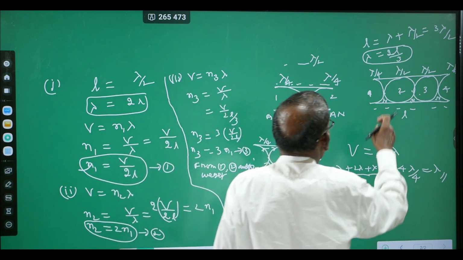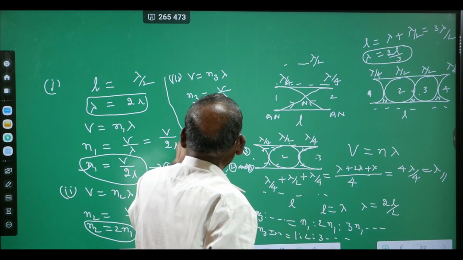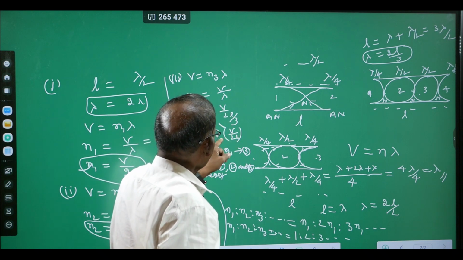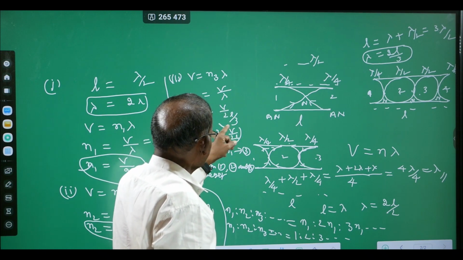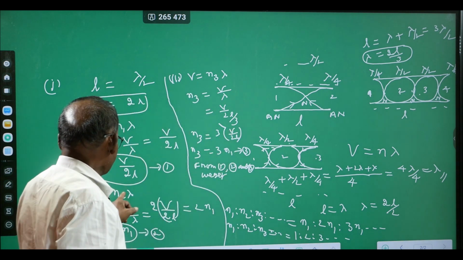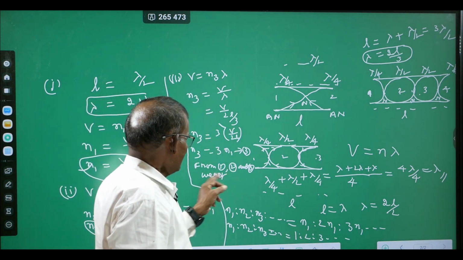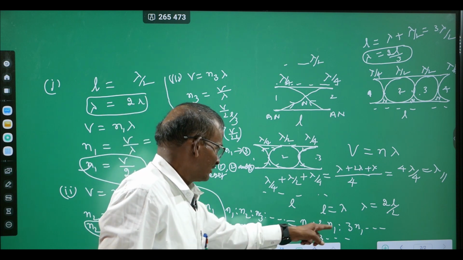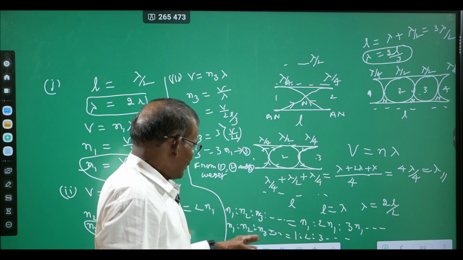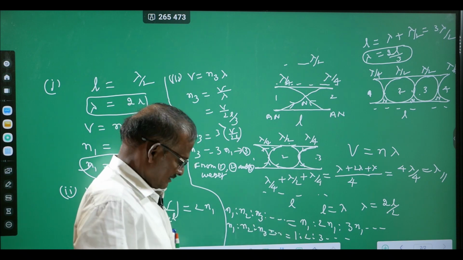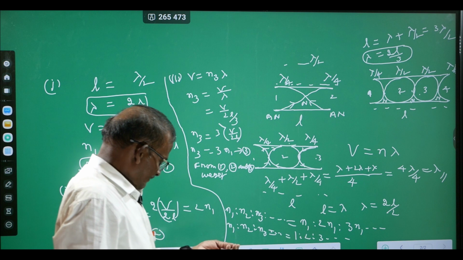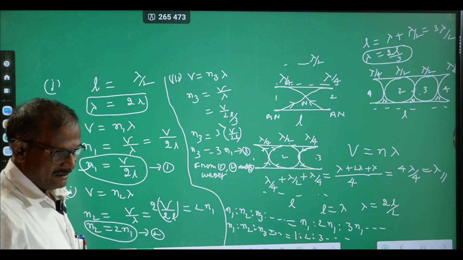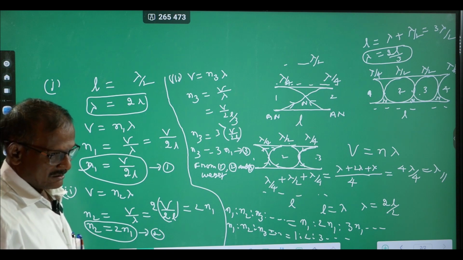Now let us substitute this lambda value, 2L by 3. The 3 comes to the numerator, 3 into V by 2L, and once again V by 2L is N1, that is 3N1. From 1, 2 and 3 we get N1 is to N2 is to N3 is equal to N1 is to 2N1 is to 3N1, etc. That is 1 is to 2 is to 3. Okay, like that. So this is the first important question for 8 marks in waves.